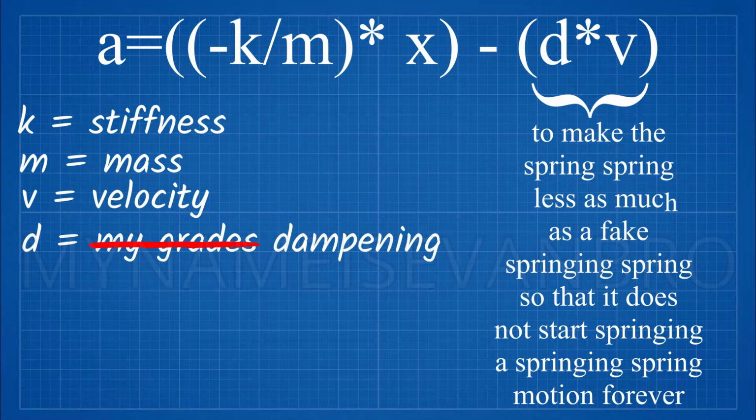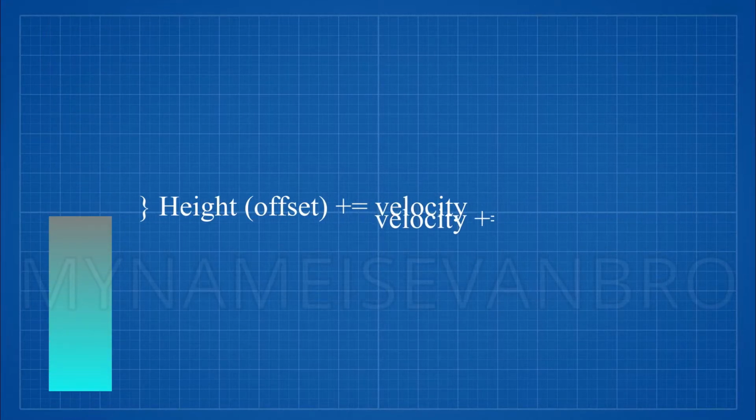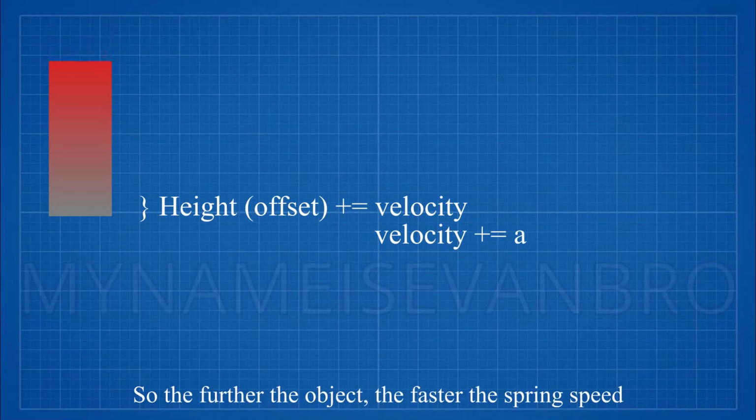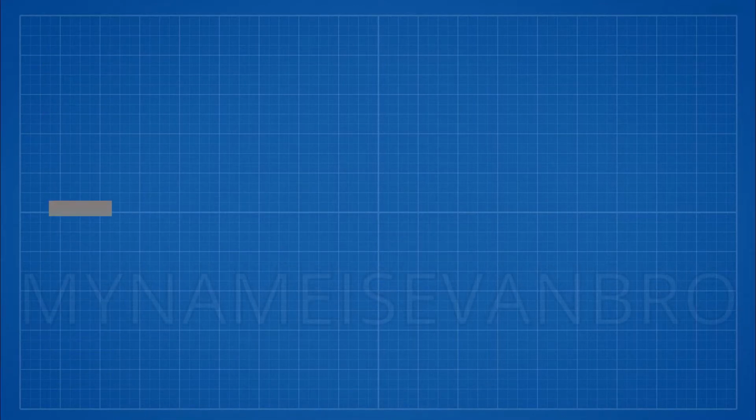But wait, how are you supposed to implement that? Well, you must make the spring move by adding the value of a from the formula to its current offset. Then you must add the value of a to the value of v to regulate velocity. This gives you a nice spring, much nicer than the spring of 20.